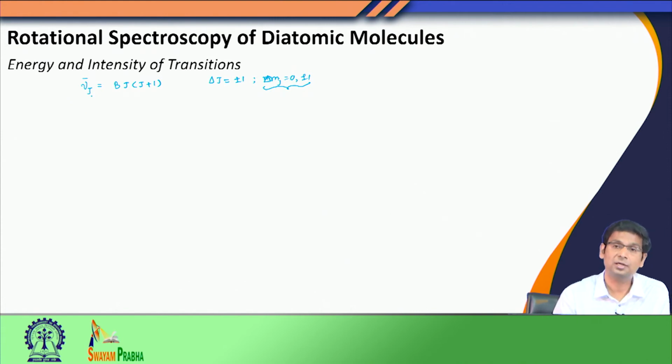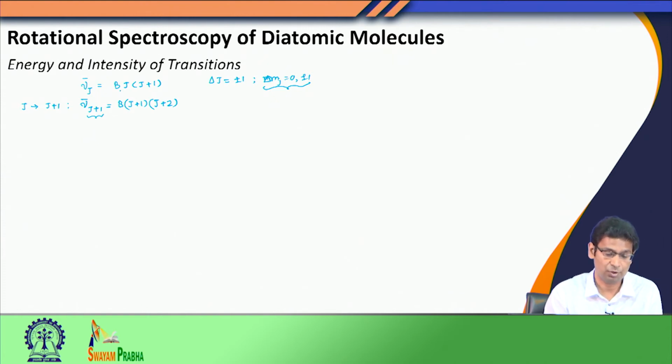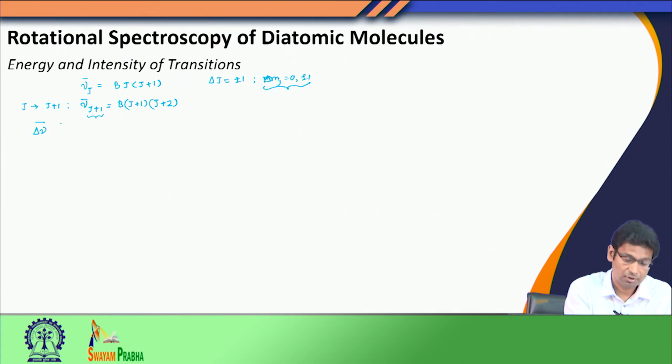So, if this is nu j bar and the transition is allowed from j to j plus 1, let us find out the energy of nu j plus 1. That will be b into j plus 1 into j plus 2, because now the quantum number is j plus 1. I am just putting it in the general formula. And what about the delta nu? The delta nu comes out to be the difference between the two. If you do this, you would find this will be 2 b into j plus 1, this quantity minus this quantity.